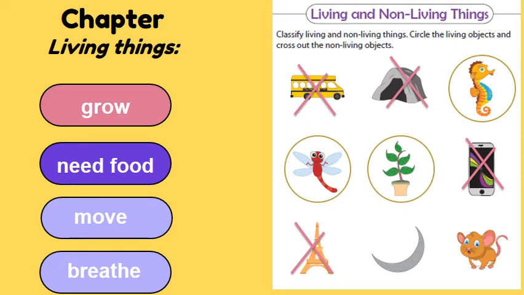The moon. Can the moon grow alone? Can the moon eat? No, so it's a non-living thing. We can see a hamster or a mouse. It's an animal, right? So it's a living thing. It can grow and move. It can also breathe alone.